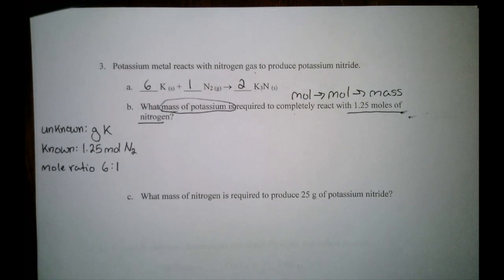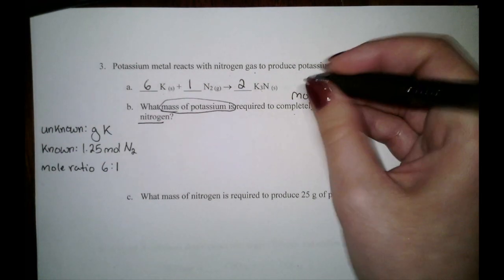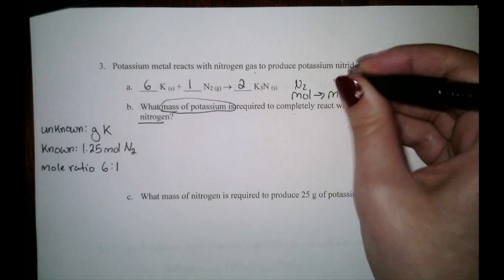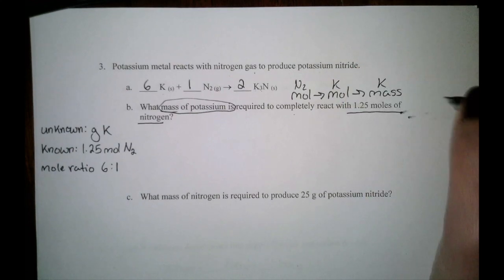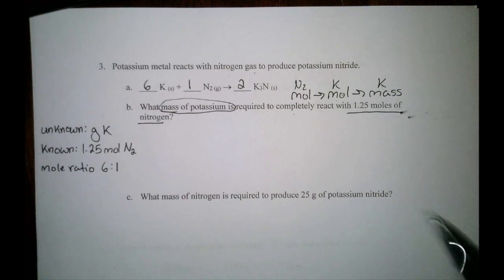And then notice we're going to have to go from moles of nitrogen gas to moles of potassium to mass of potassium. Anytime we have to convert from moles to mass, we need to know the molar mass of the substance. So this is where our periodic table comes in, which I happen to have one handy.